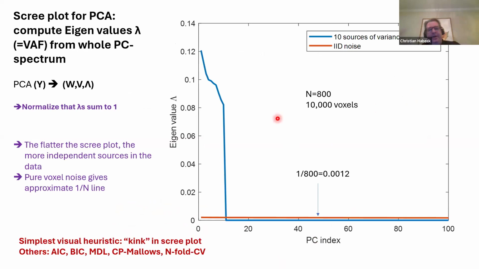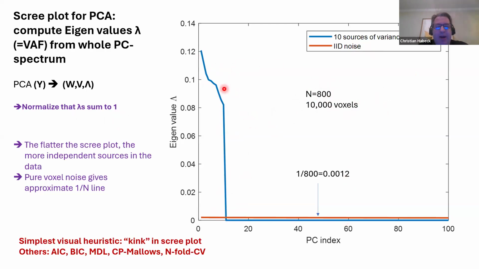Okay. And so then also a nice heuristic that many people probably know is the scree plot, where you plot the eigenvalues and I normalize them such that they sum to 100%. But you can see here there's a synthetic data set. I made up 10 sources of variance, so 10 sources of correlated activation. And this is totally synthetic. It's not real data. 10,000 voxels. And you can see when you do this, you get a nice kink in the scree plot. So there are 10 real sources of variance in the data. And then everything falls almost to zero.